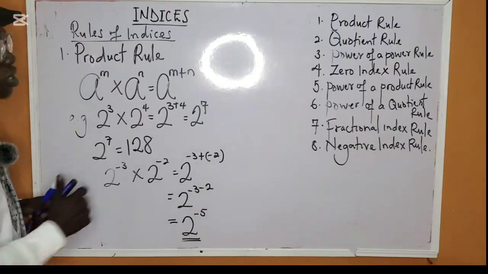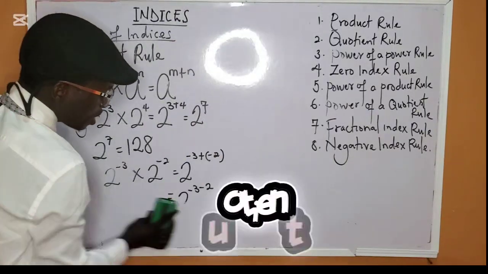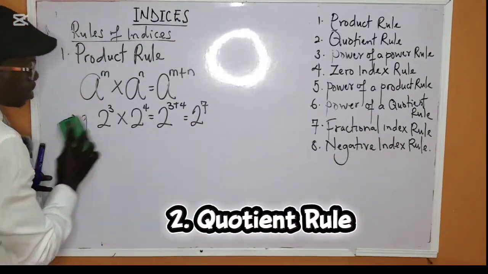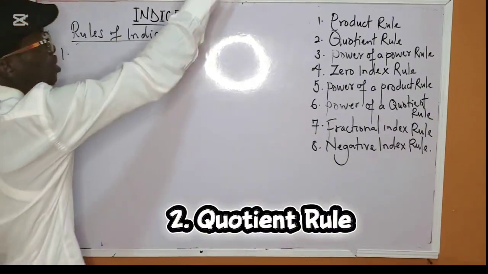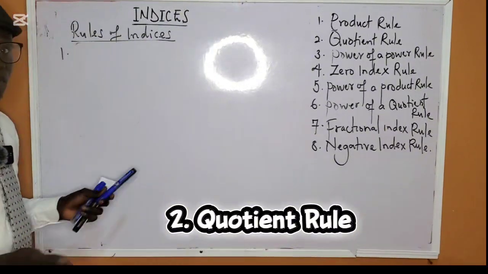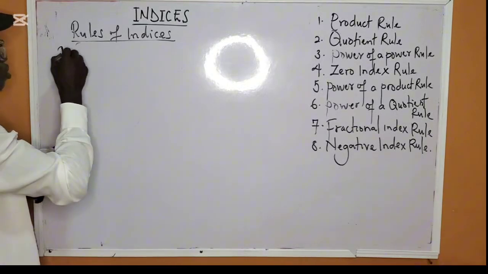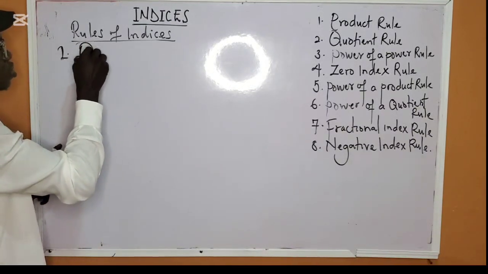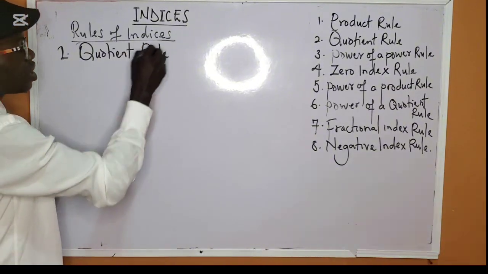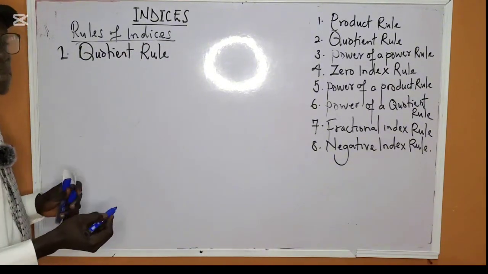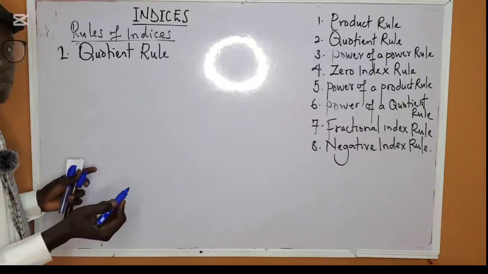That's for the product rule. And the next one I'll be talking about is the quotient rule. Quotient is the same thing as division. It states that whenever we are dividing the same base, we subtract the powers.